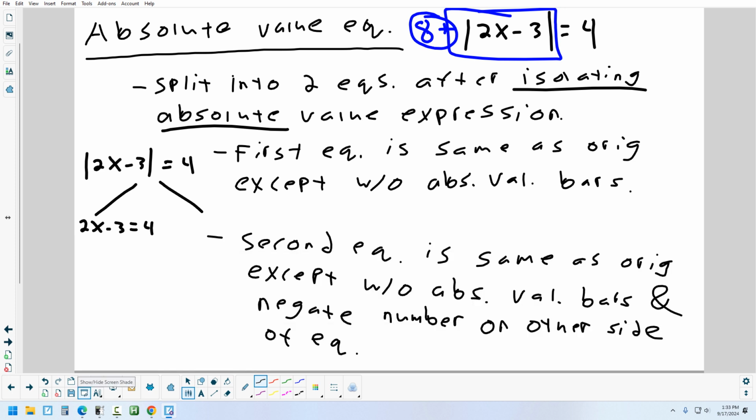The second equation, you're going to do the same thing. Copy down the original without the bars, but make the number on the other side opposite. That's what negate means. Make it the opposite. So copy it down, take the bars out, but make that number on the other side opposite. 2x minus 3 equals negative 4. If I was going to keep going, those would be the 2 equations that it splits up into.